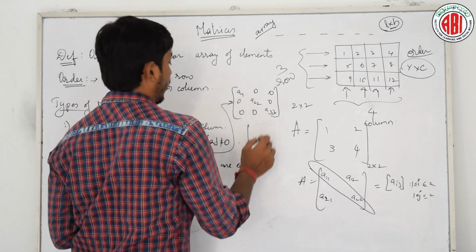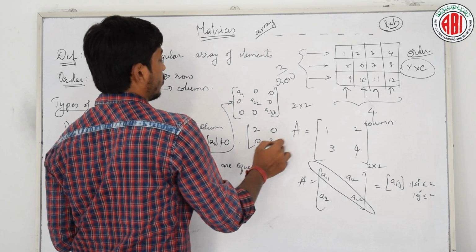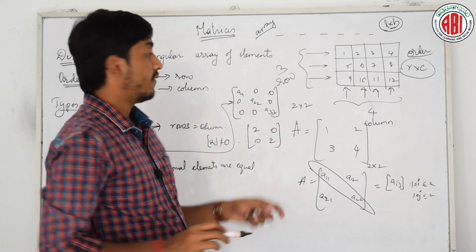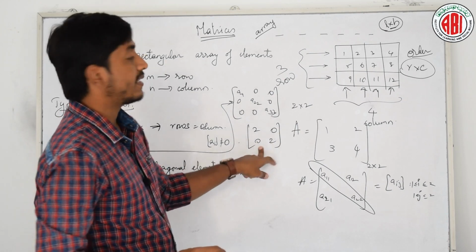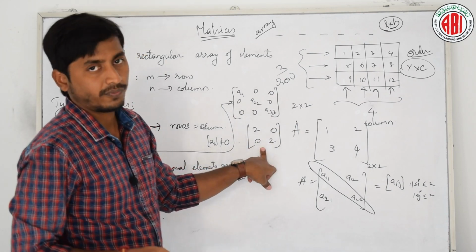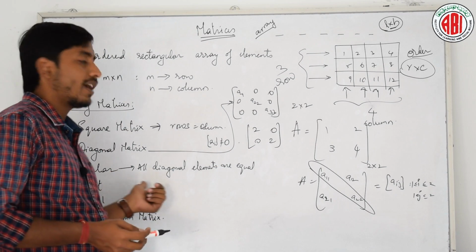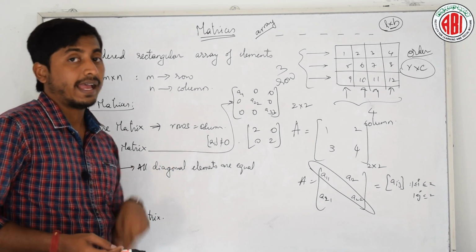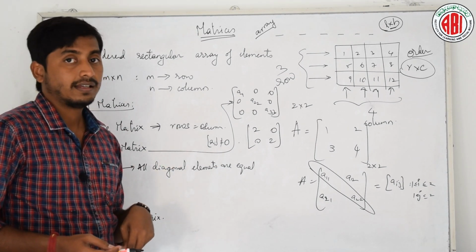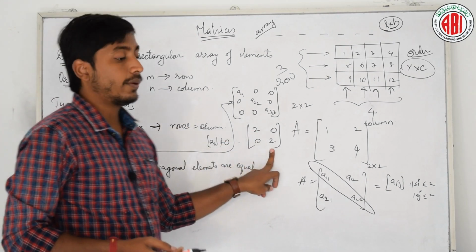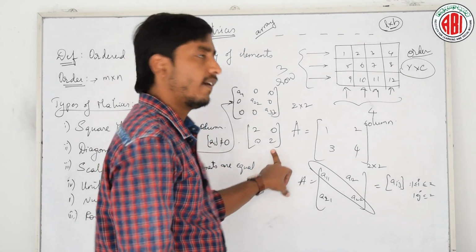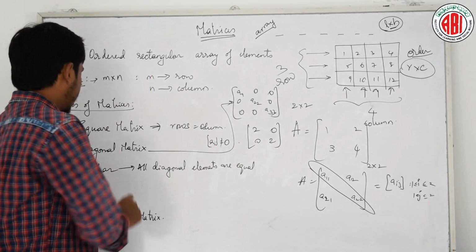Can you give me an example? 2, 0, 0, 2, right? Which means the principal diagonal elements are equal and the remaining elements are zeros. Fine. Can I define a scalar matrix as a diagonal matrix whose elements are all equal? Isn't it? Fine.